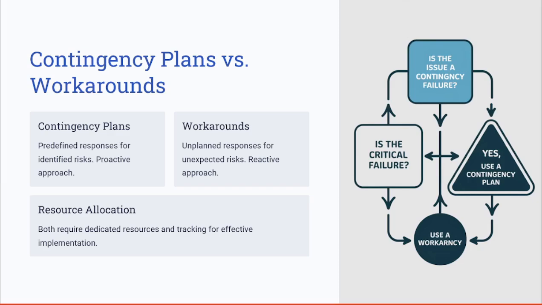Contingency plans are predefined responses for identified risks. Think that you have a risk that you identified during the planning phase, and you already have a predefined response that you have discussed with your team or with the stakeholders accountable for handling that risk. When it comes to workarounds, these are unplanned responses for unexpected risks. Both require resource allocation and tracking.